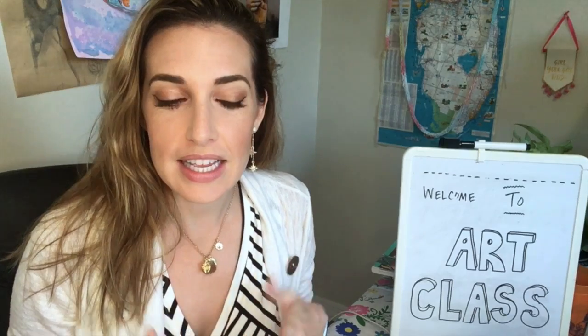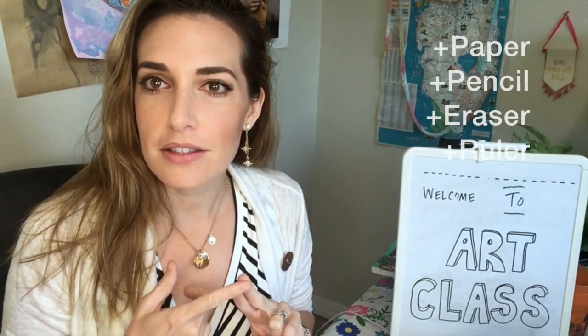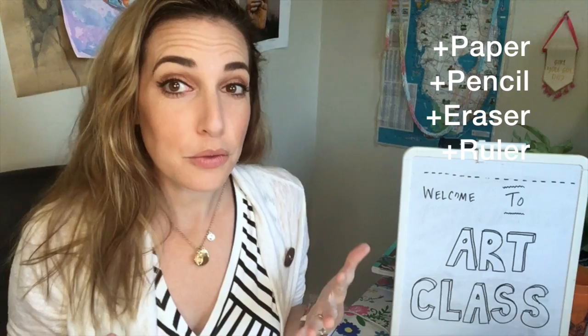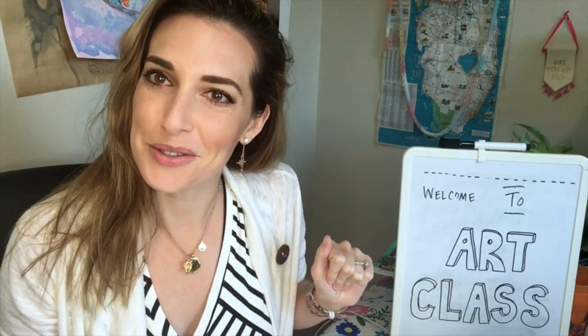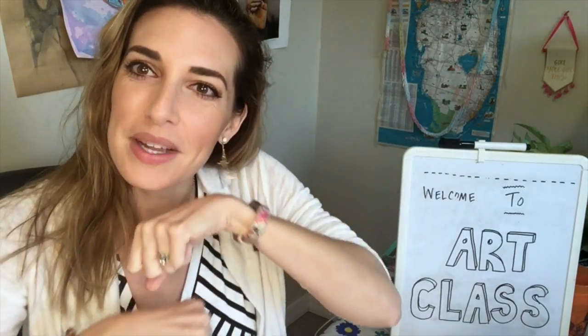Today I'm going to teach you how to draw your name using one-point perspective. All you'll need today is a piece of paper, a pencil, an eraser, and if you have a ruler, that's awesome, but you can also just use the side of your paper too. So join me right down here when you're ready.